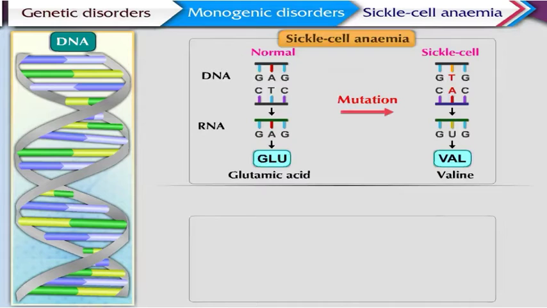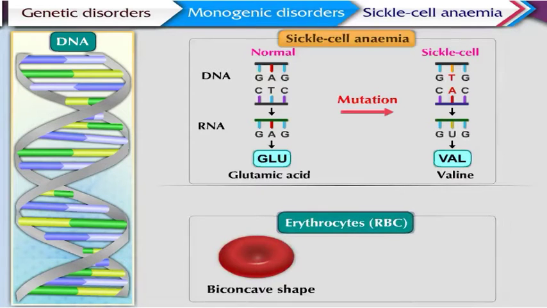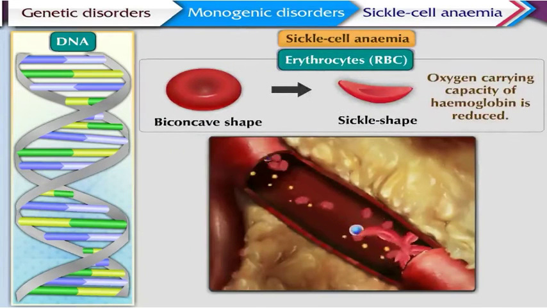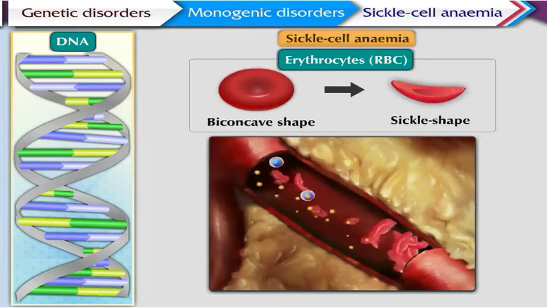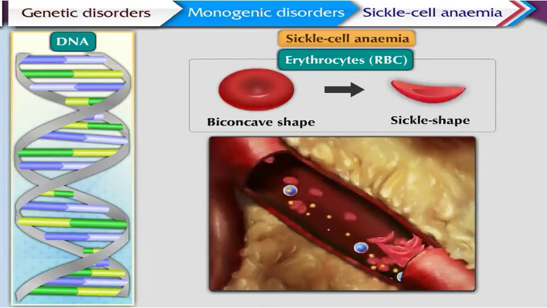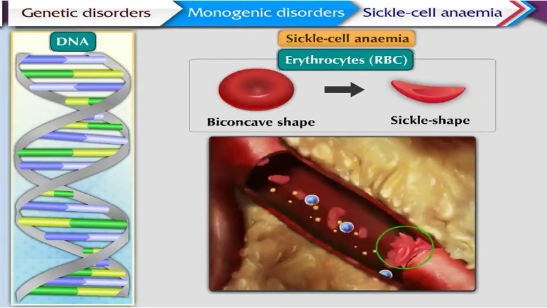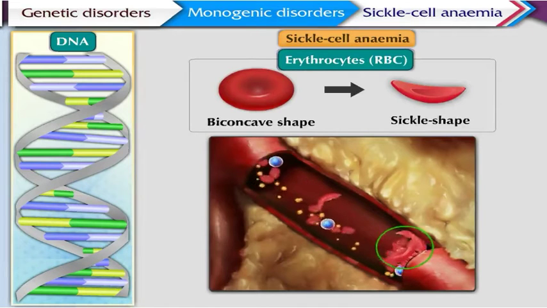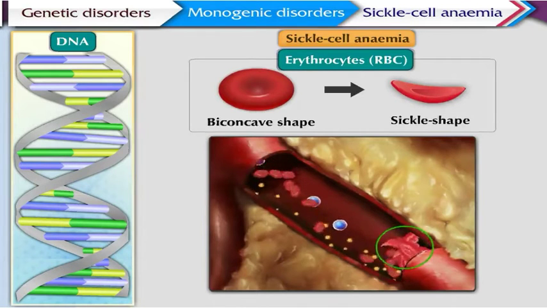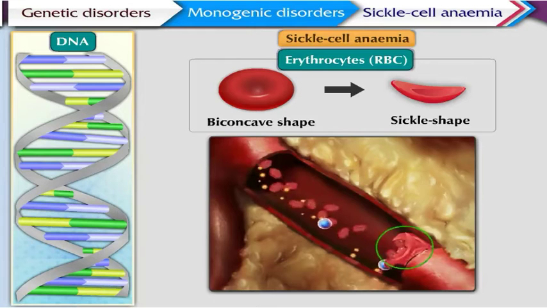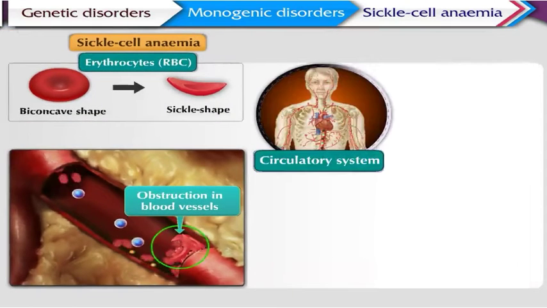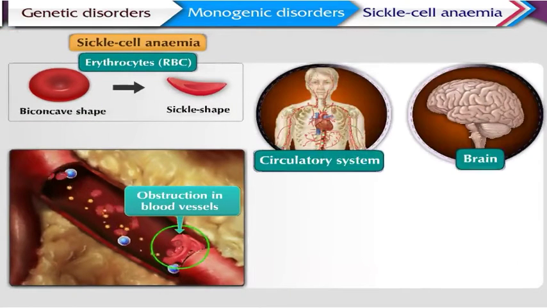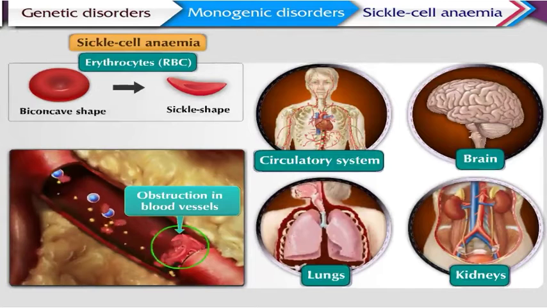In this disorder, the erythrocytes or red blood corpuscles, which are normally biconcave in shape, become sickle-shaped. Therefore, the oxygen-carrying capacity of hemoglobin is reduced. In such conditions, red blood corpuscles, that is RBCs, form clusters and are destroyed. As a result, blood vessels are obstructed and the circulatory system, brain, lungs, and kidneys are damaged.